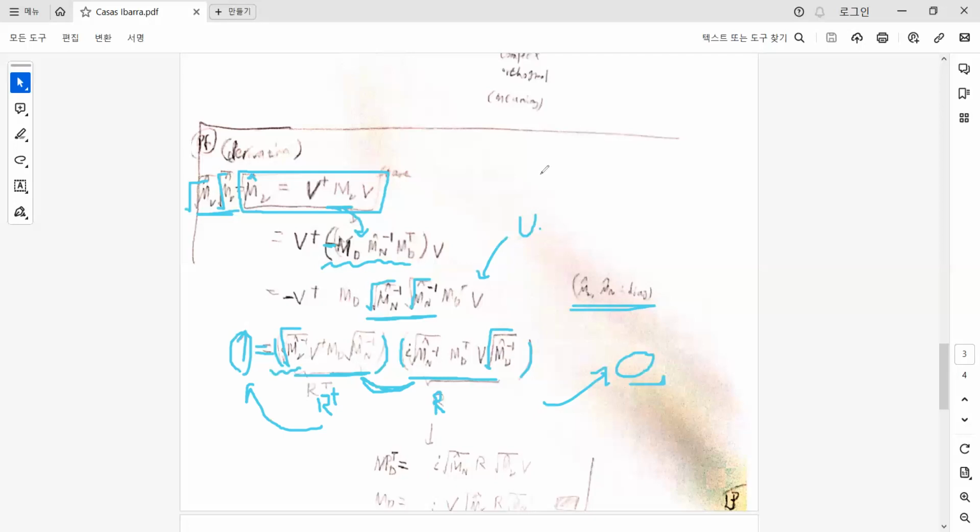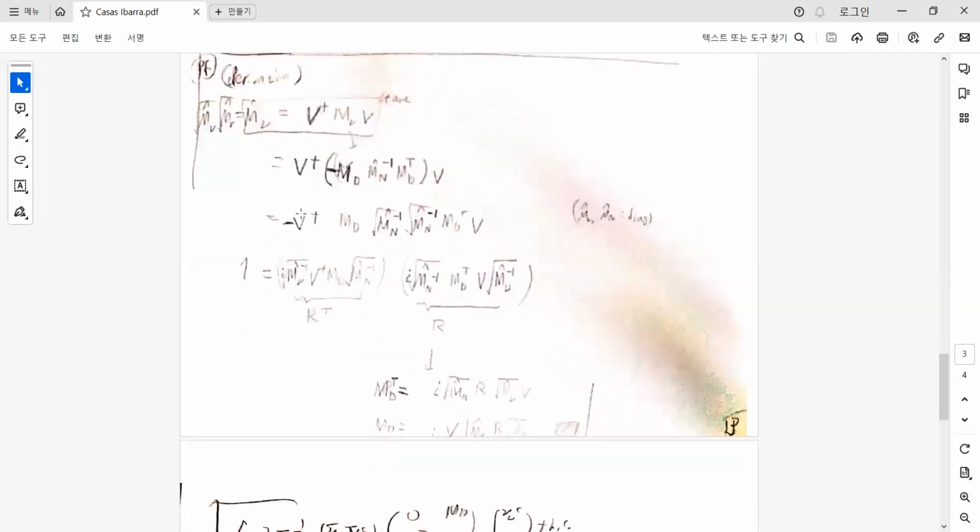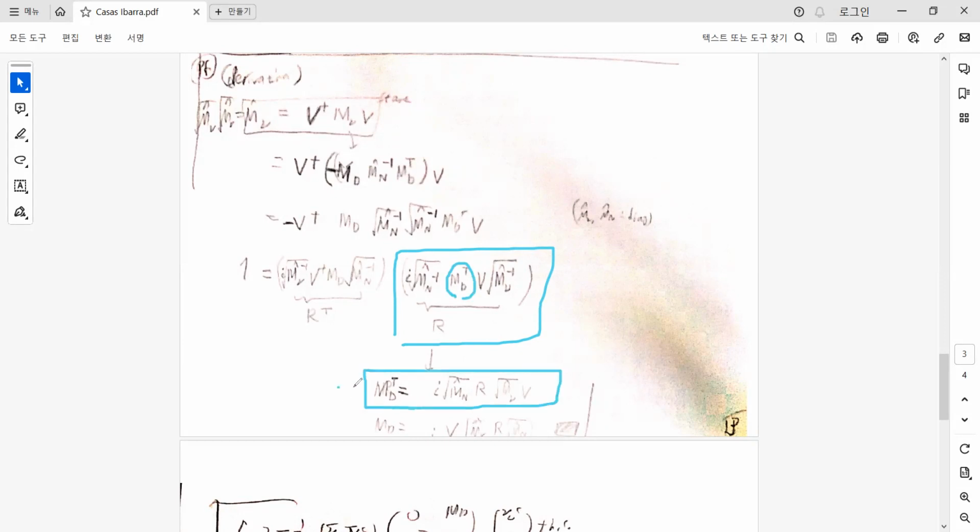So by the rearrangement of such terms, with this R, the Dirac mass matrix can be represented like that. That is actually the Casas-Ibarra parametrization, because that is the vev over root 2 times the Yukawa Y nu. There's the i factor because there are minus signs in the relations, and the root M_N, orthogonal matrix R, the root M nu, and the PMNS matrix V.